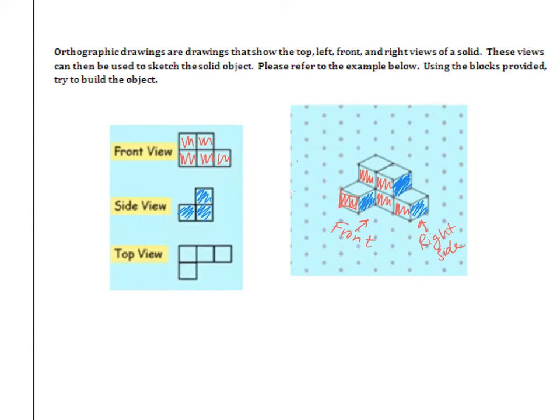From the top, I would be able to see this green one, this green one, this green one, and they would look like they were right in a row.